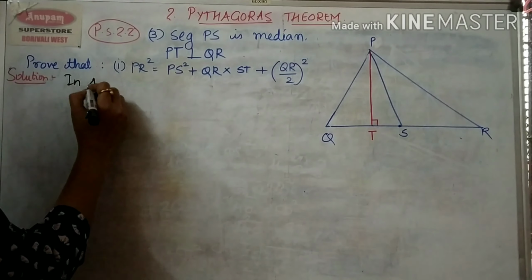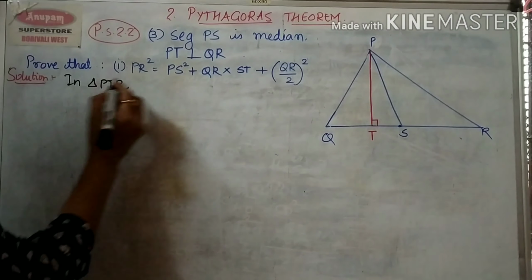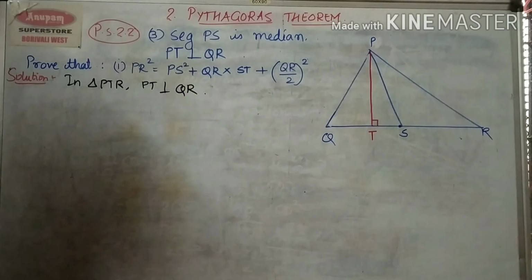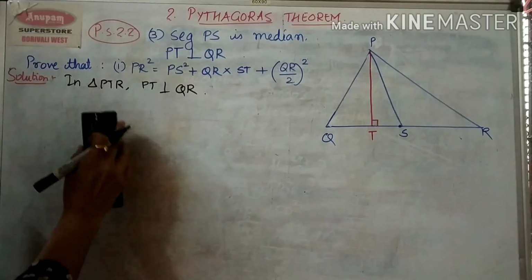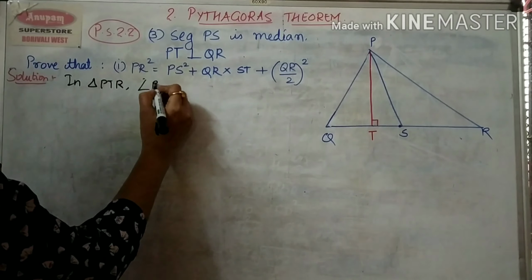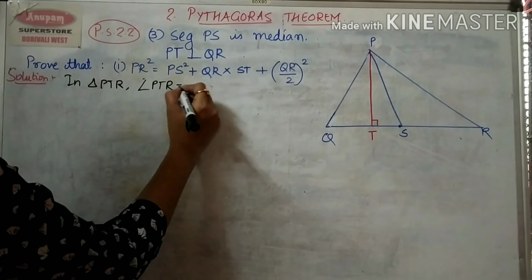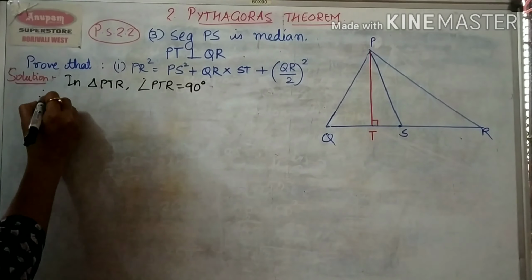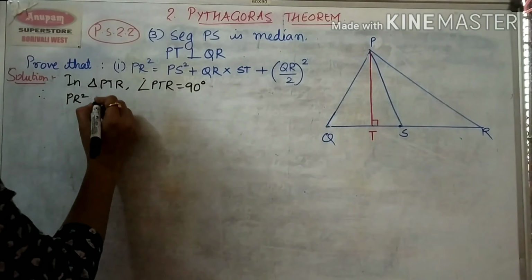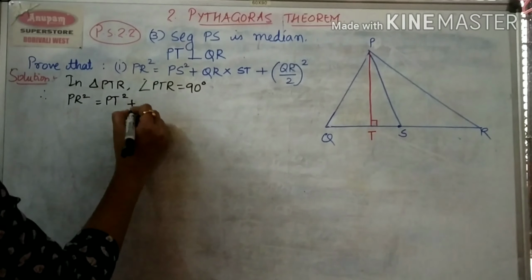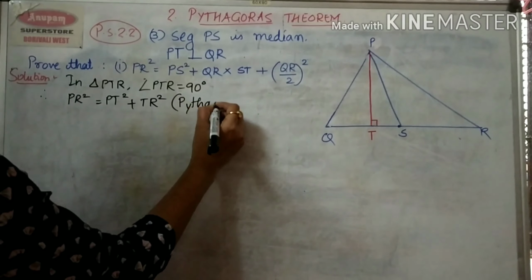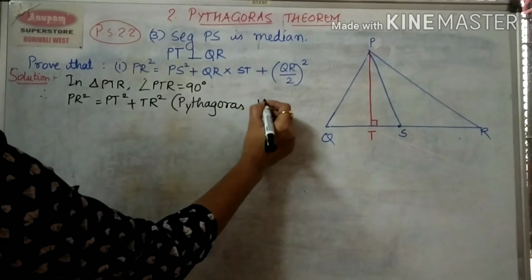So I will say, in triangle PTR, PT is perpendicular to QR. Or else you can also say that since PT is perpendicular to QR, angle PTR is equal to 90 degrees. Therefore, PR square is equal to PT square plus TR square. This will be because of Pythagoras theorem.